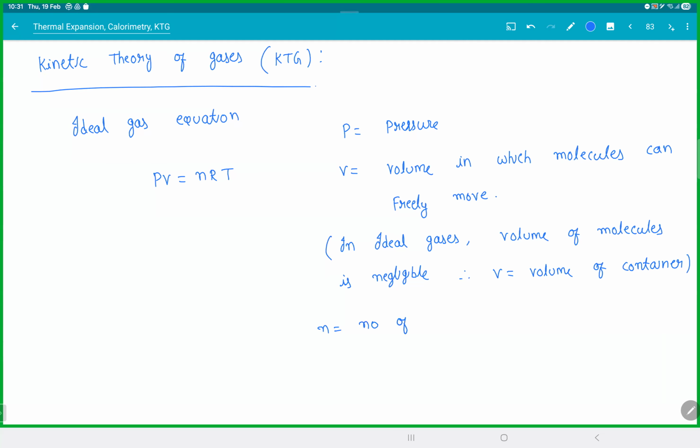n is the number of moles. R is your gas constant. Be careful, don't use that 0.0821 value from chemistry. That is in atmosphere, liter and everything. We use 8.3 joule per mole Kelvin. This is the SI unit value. In some books, it will be written as 25 by 3. It's the same thing. T is the temperature in Kelvin. Clear with this?